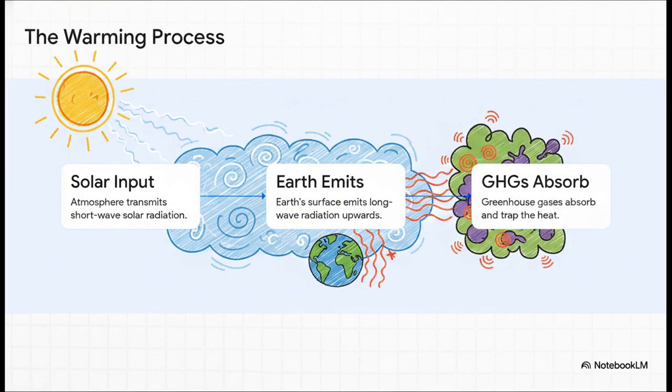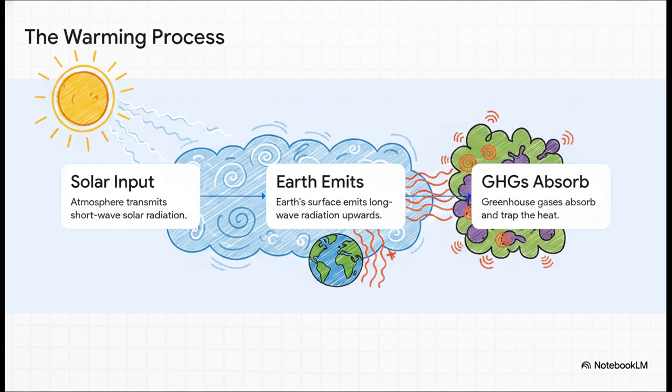Let's break down how this warming builds step by step. Step 1. Sunlight, coming in as shortwave radiation, passes through the atmosphere like it's barely even there. Step 2. The Earth absorbs that light, warms up, and radiates the heat back up as long-wave radiation. Step 3.